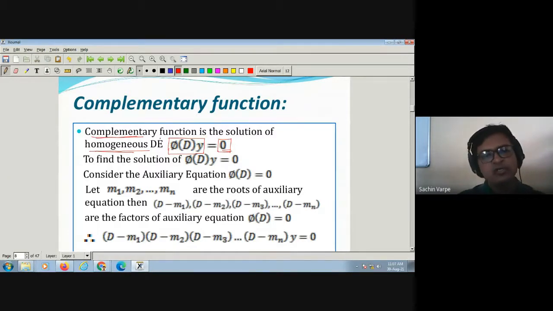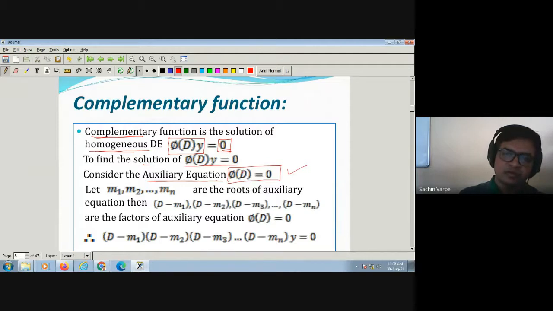Now how do we solve this homogeneous differential equation? For that purpose, to find the solution of phi of D into y equal to 0, we consider its auxiliary equation. What is the auxiliary equation? It is phi of D equal to 0. This is called the auxiliary equation.